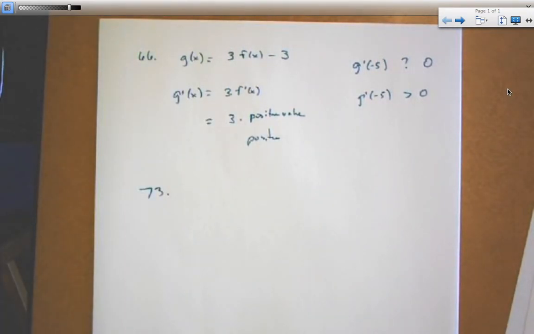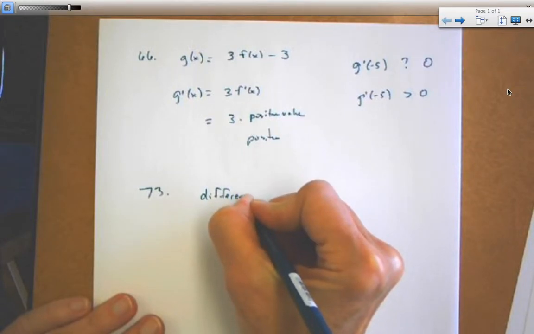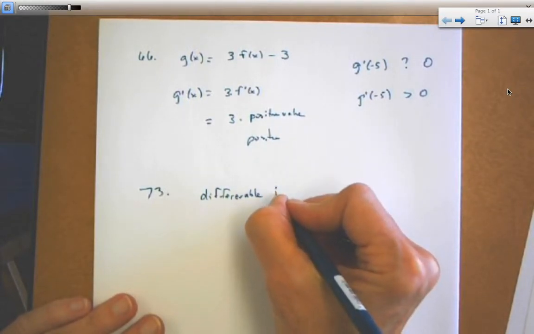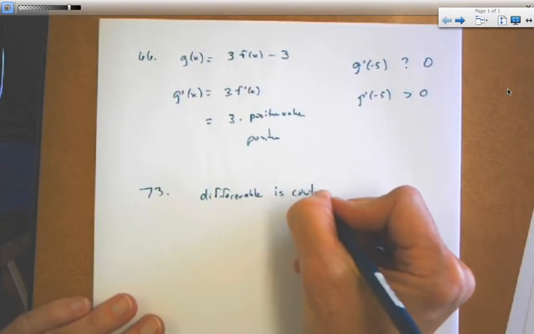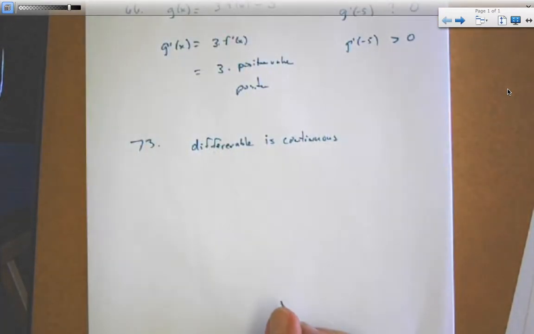All right. They give you a chart, and they say the function f is differentiable on the interval from negative 1 to 1. So differentiable means it's continuous, and that's good to know. That means there aren't any asymptotes or holes. The table shows the values for the first derivative for selected values of x. Sketch a graph of f, approximate the critical numbers, and identify the relative extrema.